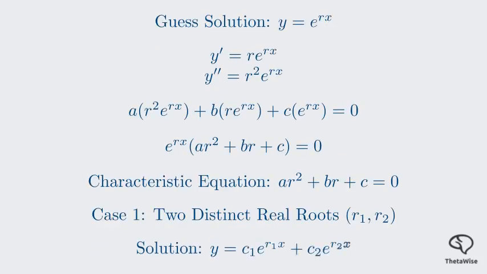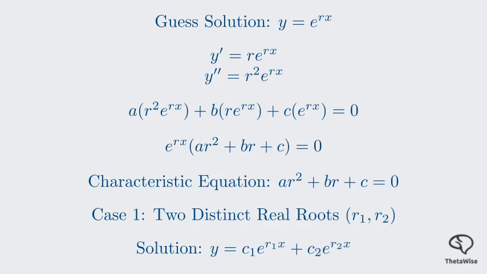2 distinct real roots. If the discriminant b squared minus 4ac is positive, we get 2 different real roots, r1 and r2. The general solution is a linear combination of the 2 fundamental solutions, e to the r1x and e to the r2x. Let's solve an example.